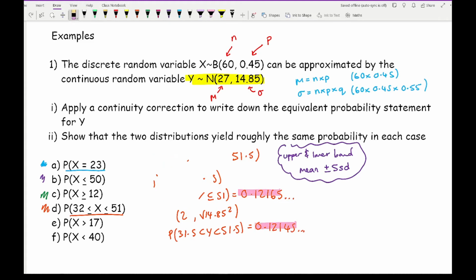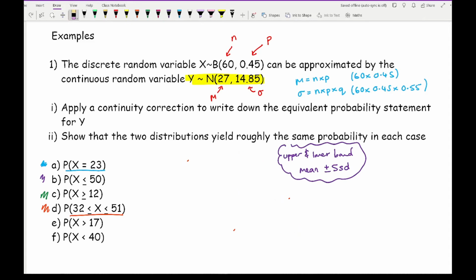Again, moving on to E, and let's not go for yellow, let's go for red. So for E, our continuity expression. Here we wanted numbers that are bigger than 17. So again, looking at the continuity expression, I want x greater than the upper limit, which is 17.5.